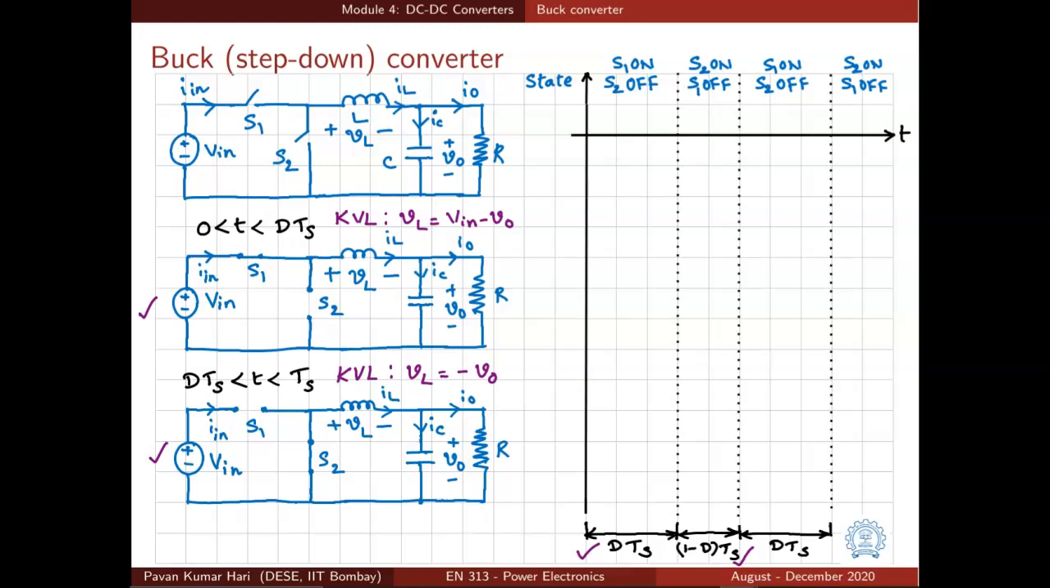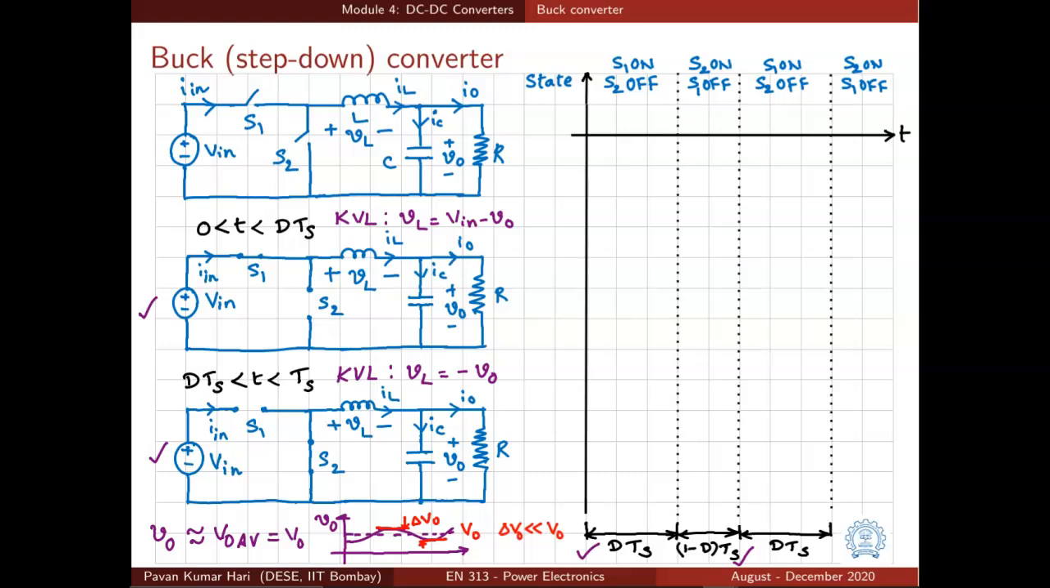Once we have drawn the circuits, next is to look at what we want to know. We want to know the average value of the output voltage VO of this converter. That is our interest, because that is what is getting applied to our load. Since we are interested in voltage, it is better to write the KVL equation. If you write the KVL equation in both intervals, in the first interval, VL is equal to Vin minus VO. In the second interval, VL is equal to minus VO.